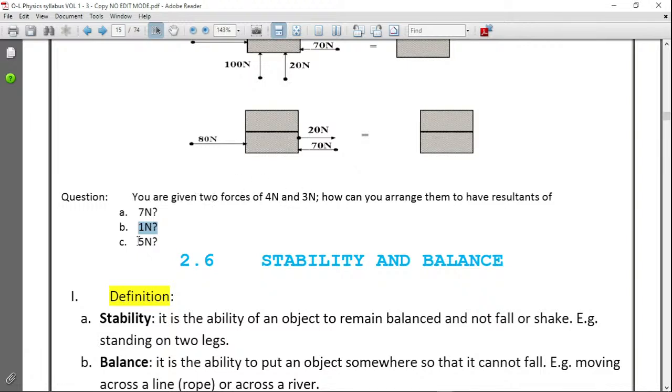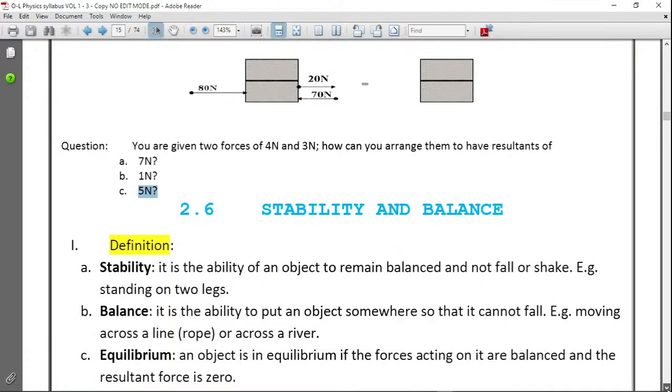And if you want the resultant to be 5 newtons, then they should act at right angles. So one should be acting, let me say, upwards, and one acting to the right. And the resultant force will be given by Pythagoras theorem, which is the square root of 4 squared plus 3 squared. That will give us 5. This is one that many students do not have the answer to, how you can arrange it, in paper 2.